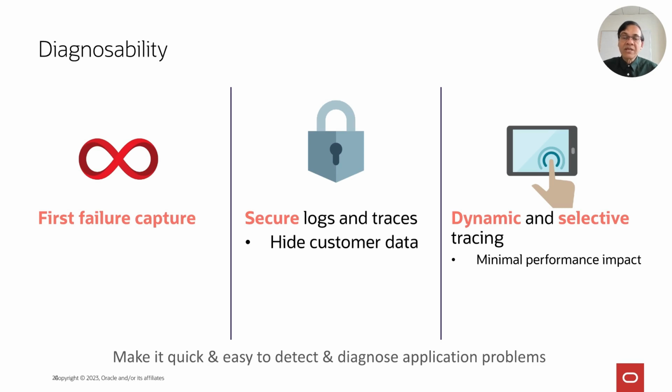In addition, we are supporting dynamic and selective tracing so that you can enable and disable tracing dynamically at a statement level, session level, or a session pool level using either the APIs or events. And this will have very minimal performance impact because you are doing it extremely selectively. And all of that allows you to operate your application nonstop in a production environment, and still you are able to detect and diagnose problems quickly and easily.